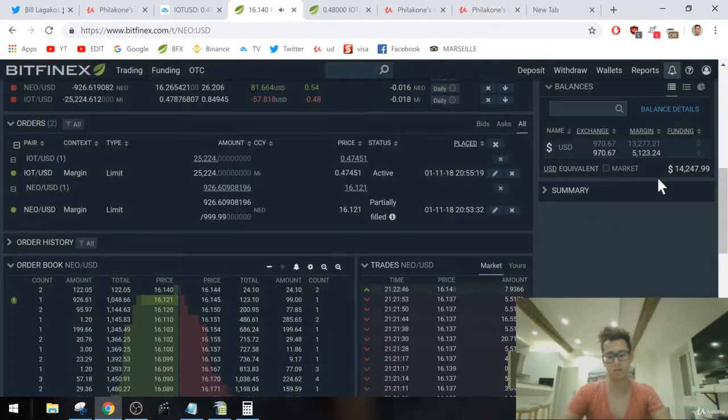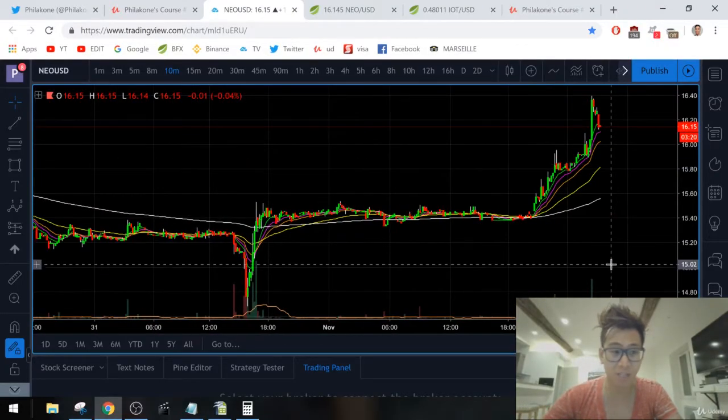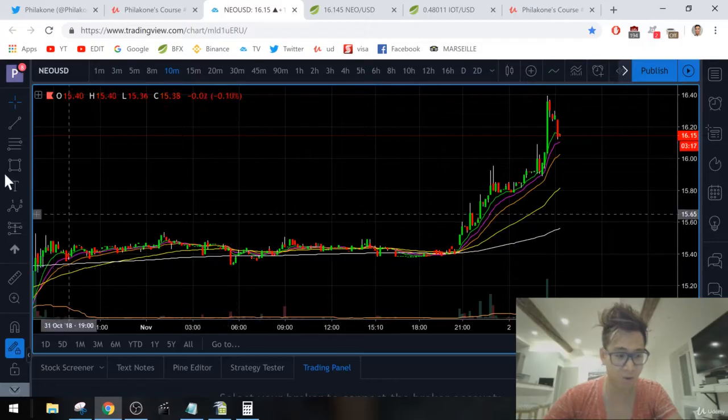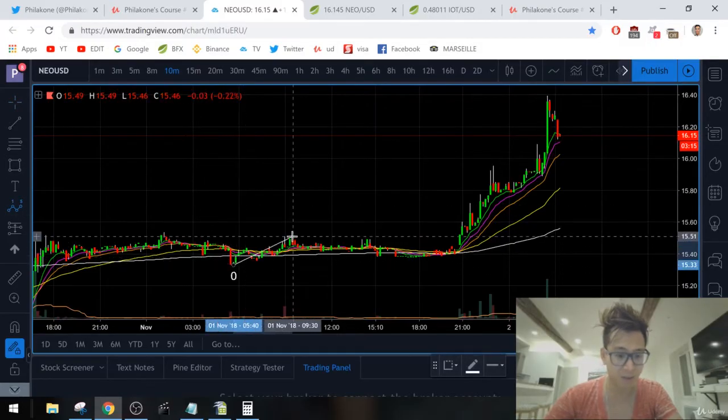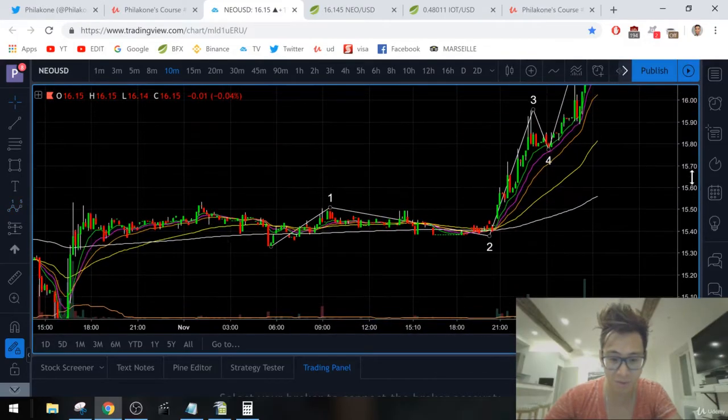And see how the market ends up treating us. And also, guys, we're combining even more things right now. For example, on Neo right here, where this is clearly 1, 2, 3, 4, and 5. This one makes a leading first wave diagonal.